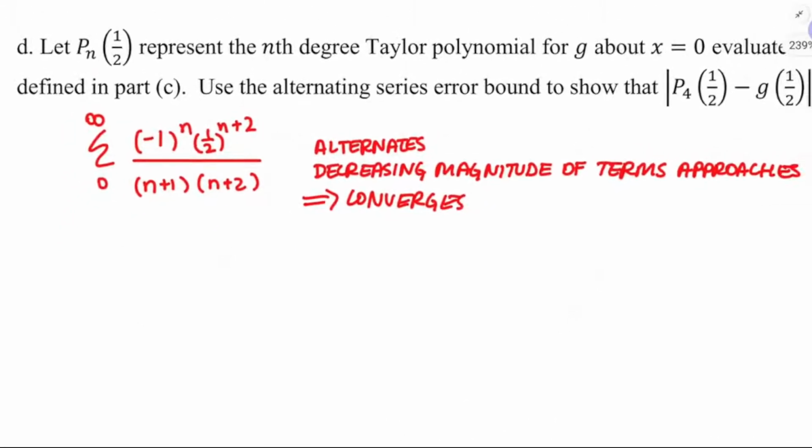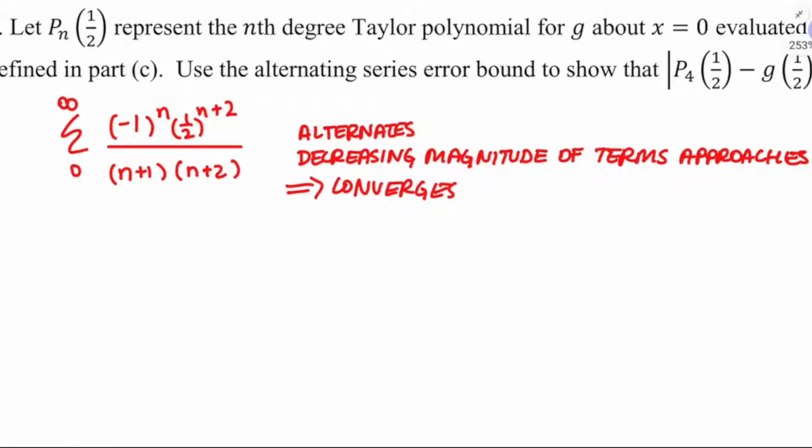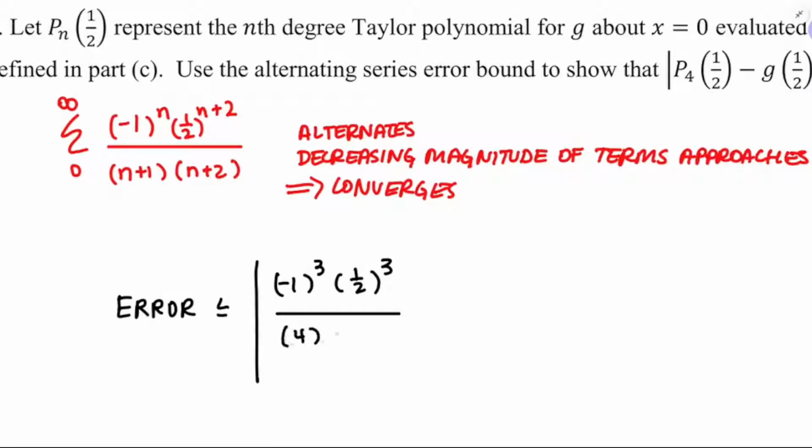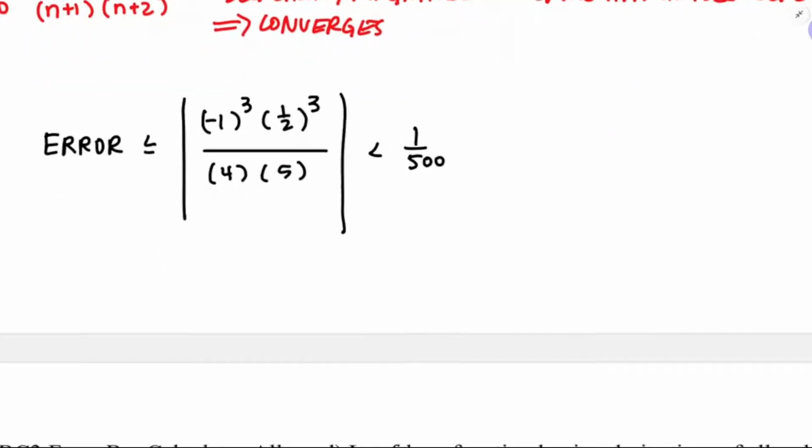Okay, so if I used the 4th degree Taylor polynomial, that would be I used up to n equals 2. So error is no more than the, right, because the 4th degree Taylor polynomial would be up to the 4th power of x, where x is a half, so that would be n equals 2. So error is less than or equal to the absolute value of the n equals 3 term, negative 1 to the 3, 1/2 to the 3 divided by 3 plus 1 times 3 plus 2. And they wanted us to show that this was less than something, we'll say less than 1 over 500. I will go in and attempt to do the arithmetic real quick.